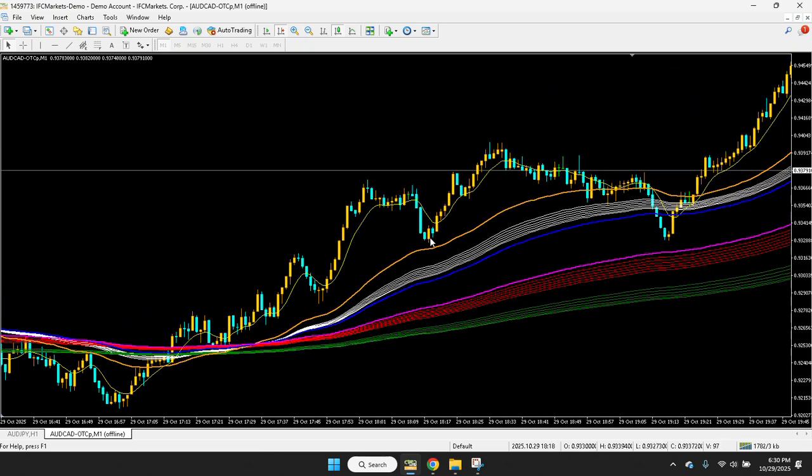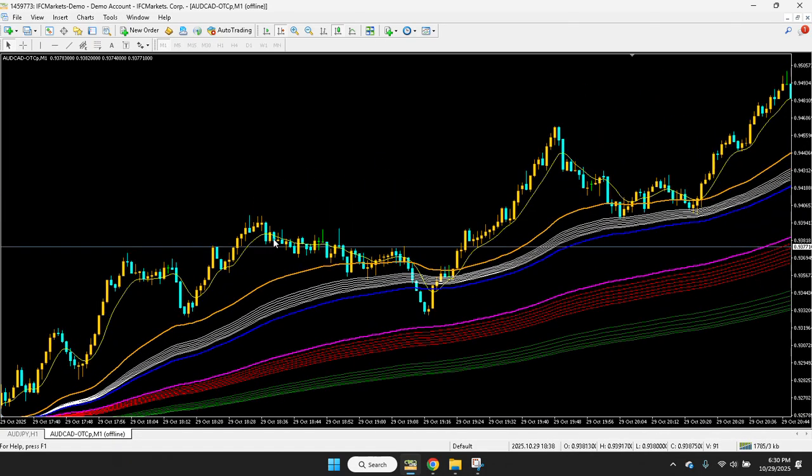Came back down, bounced, say I got my trade in right here. 1, 2, 3, 4, 5. That would have been a win. We're coming down, bounce for 5. Take my trade right here for 5 minutes, and I would have lost this trade.